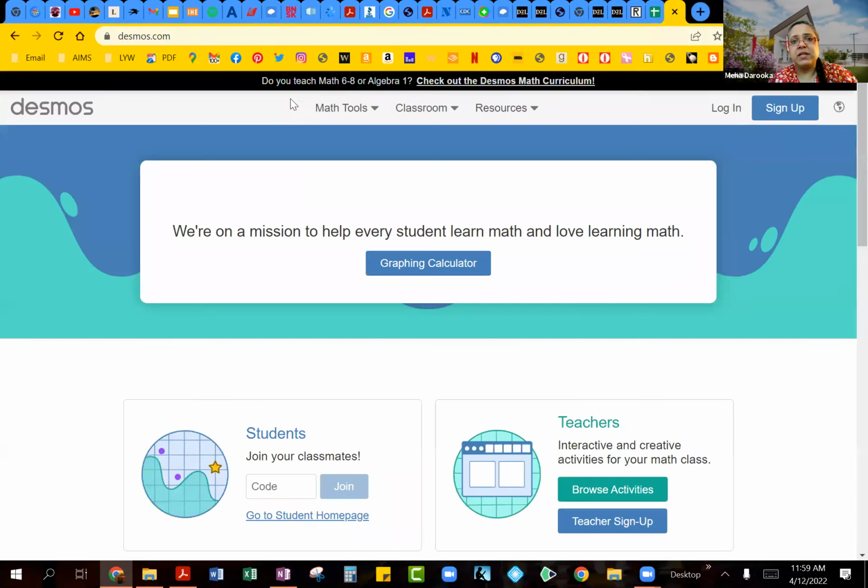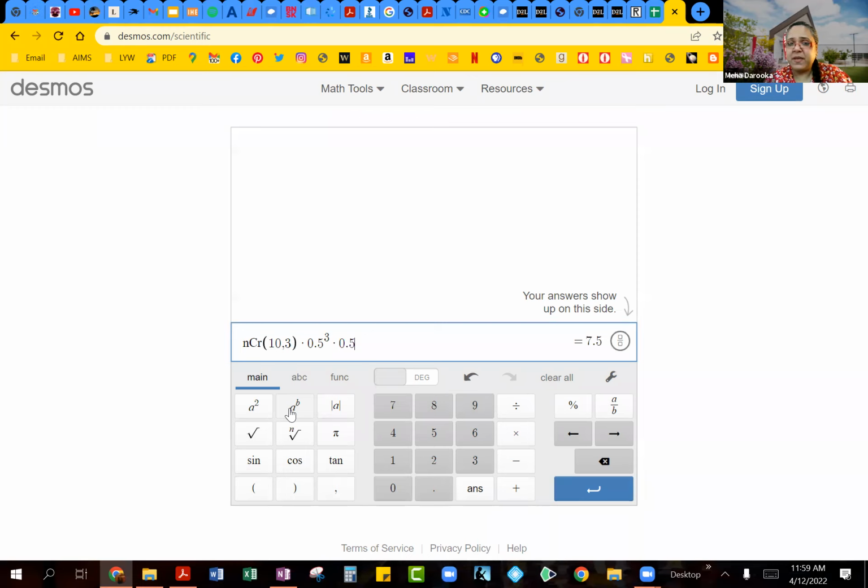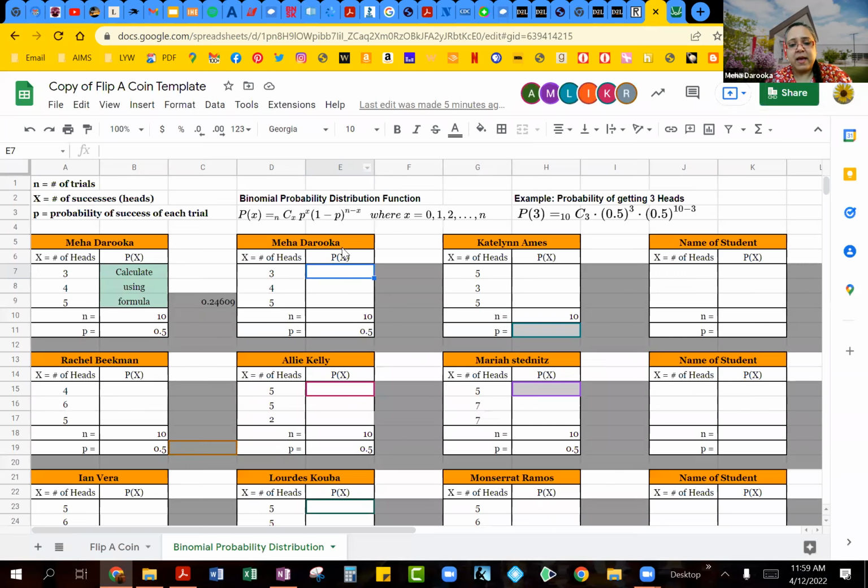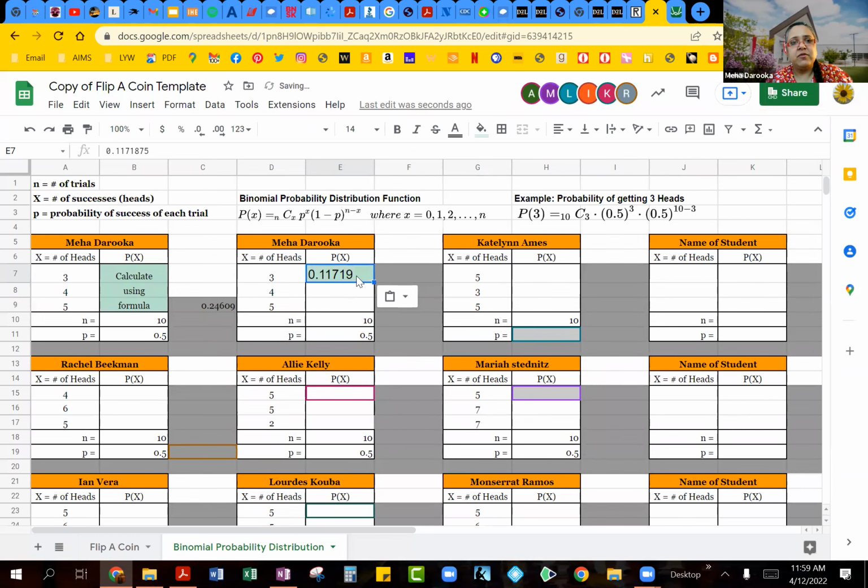Multiply that with 0.5 raised to the power of 3. Then multiply that by 0.5, which was the 1 minus p portion. And we raised that to, I believe we had 7 over there. And you will see this is what our probability comes out to be for 3 heads. And that will be our answer over here, rounded to 5 decimal places.